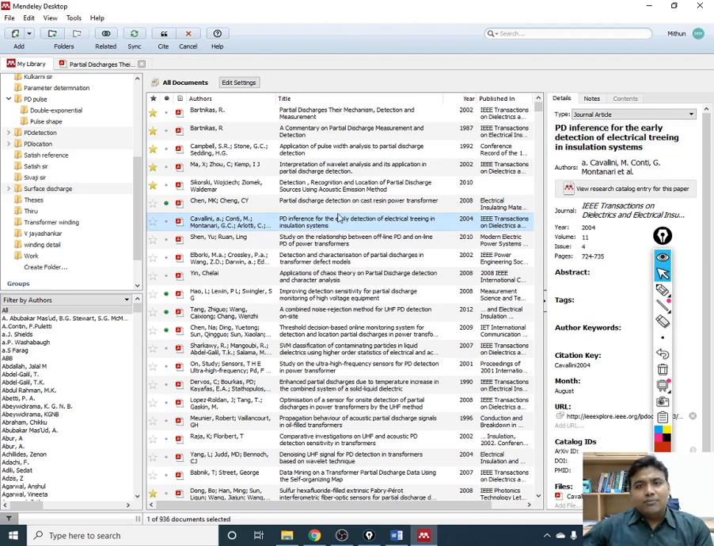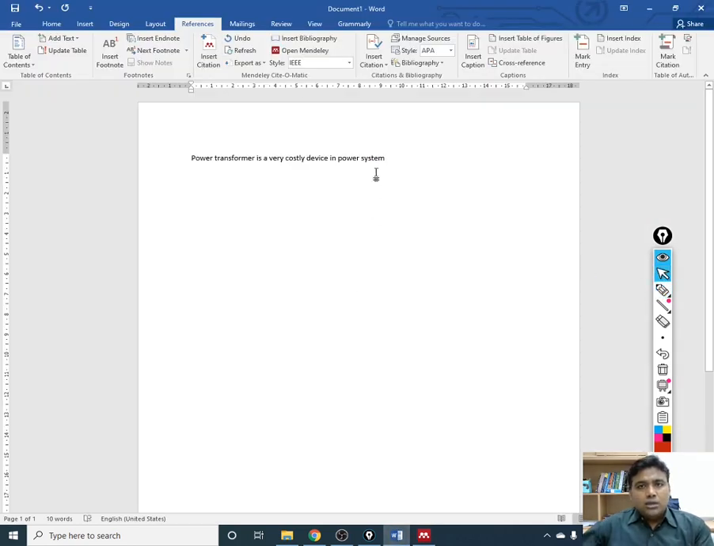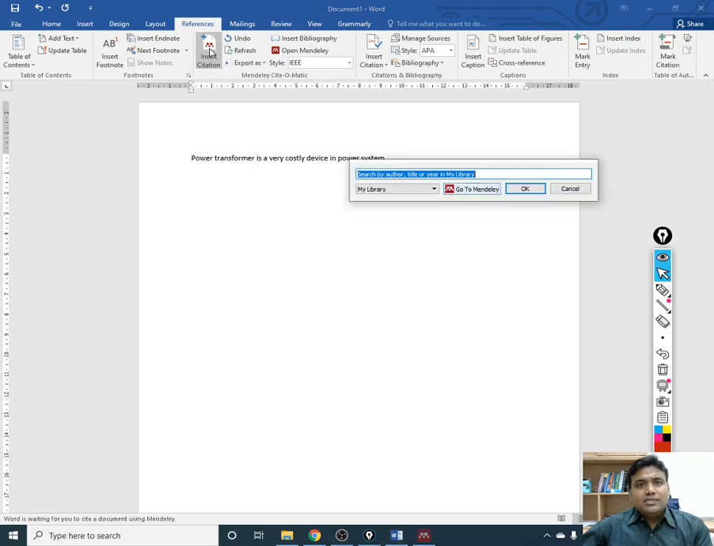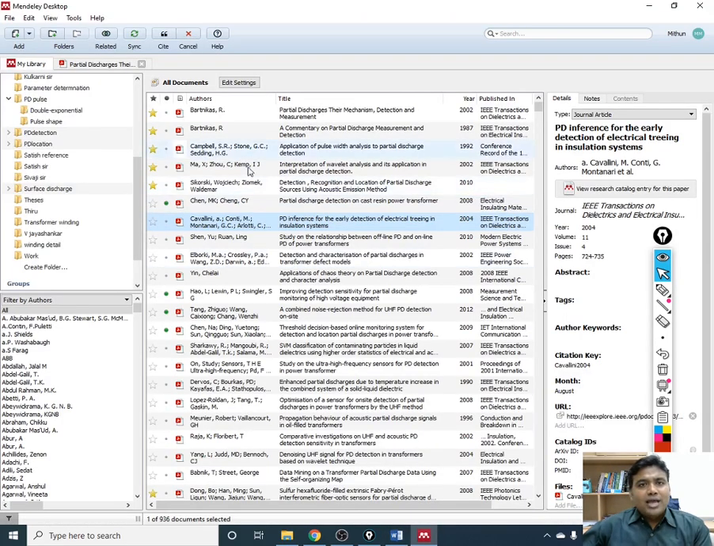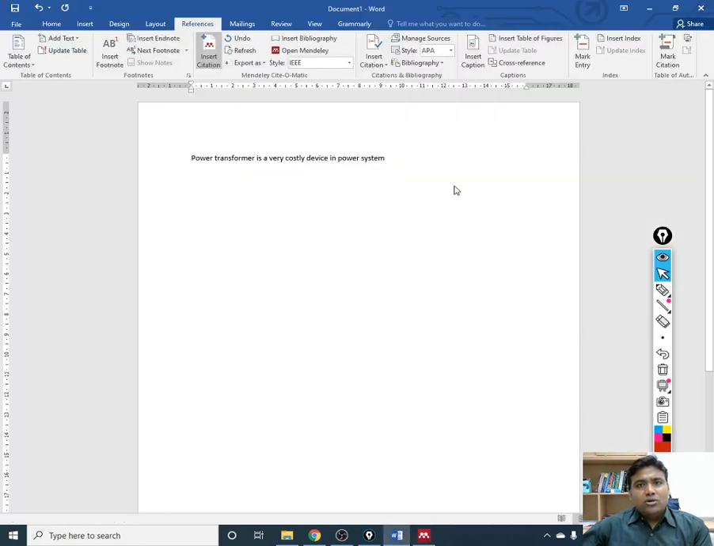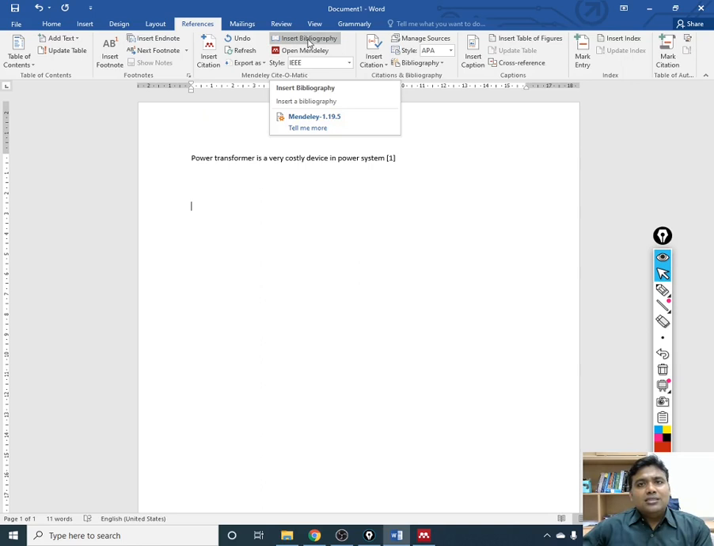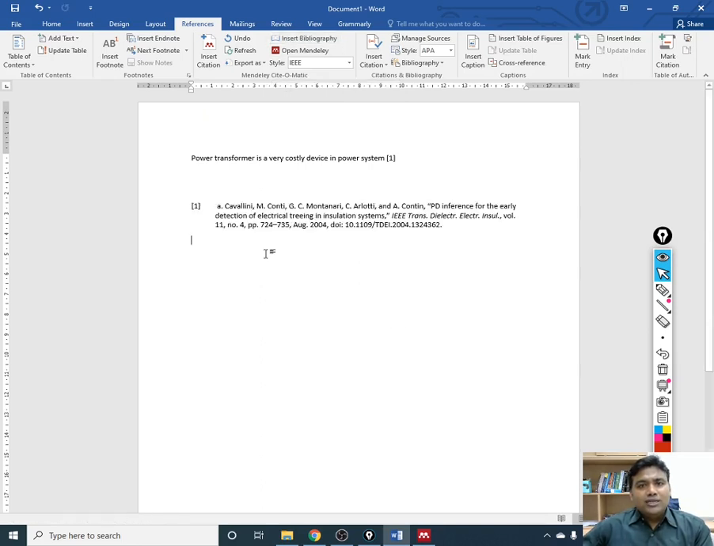Now if I click here, cite, you can see that if I want to cite this, you go to insert citation command, go to Mendeley, and suppose I want to cite this, go to citation command, your citation has come. You see it is one has come. Now suppose I want to add the bibliography, then you click here insert bibliography. Once you click insert bibliography, the paper citation has already come.